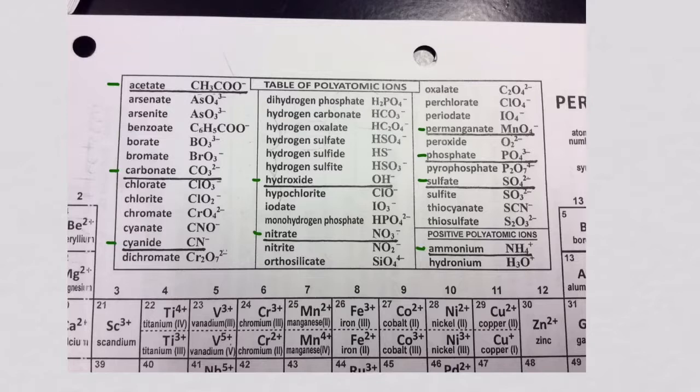First of all, there's only one positive, only one cation, ammonium. And then a lot of them have these trends: acetate, carbonate, nitrate, permanganate, sulfate, phosphate. So what do they have in common? Two things. They're all negative, and they have oxygen in them.